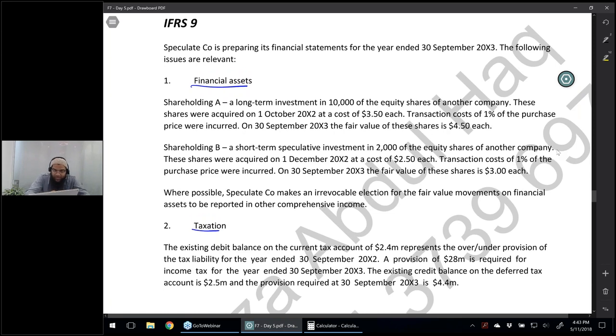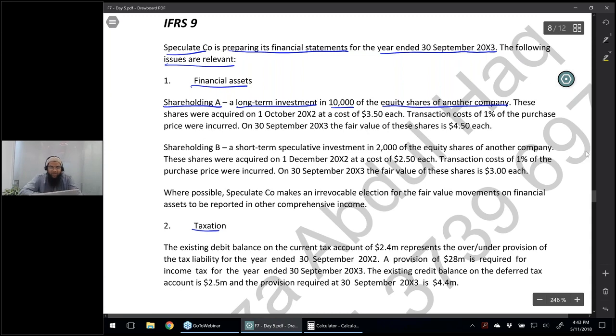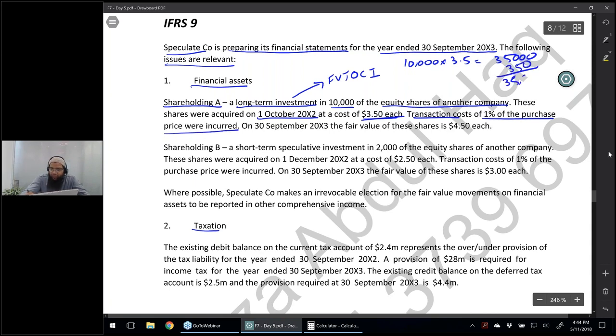Shareholding A. This is a long-term investment in 10,000 equity shares of another company. Long-term investment means fair value through OCI. These shares were acquired on 1st October 2022 at a cost of 3.5 each. So 10,000 into 3.5 would become $35,000. Transaction cost of 1% of the purchase price were incurred. So 1% means 350. In fair value through OCI, we normally capitalize the transaction cost. So the cost would become 35,350.